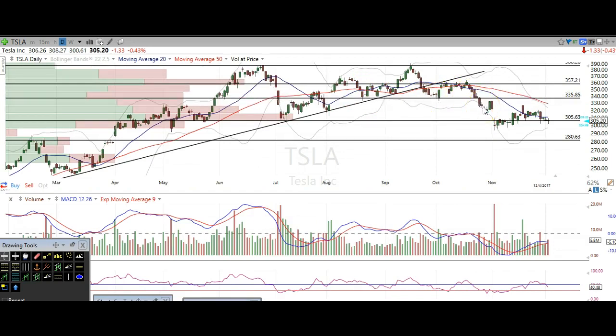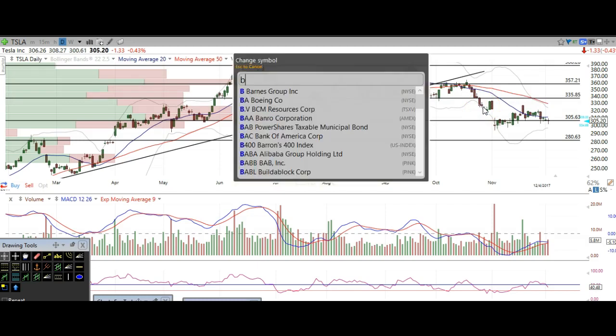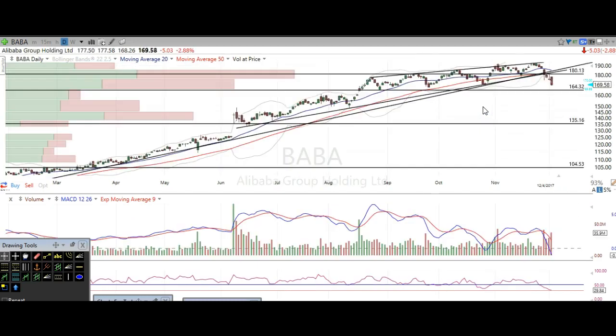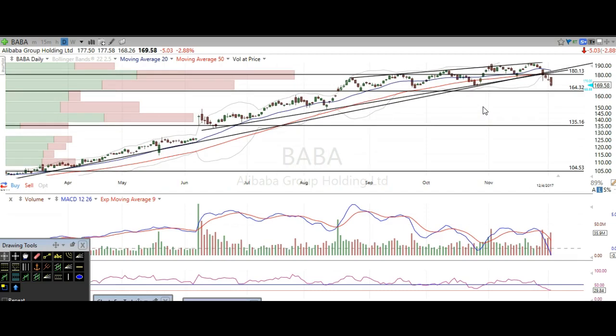The next one we're going to take a look at is Alibaba, and Alibaba here is breaking down like we expected. We posted a chart on StockTwits and Twitter several days ago as it was breaking this trend line right there, and it's headed lower ever since. We did a video on it the other day, and it's headed lower ever since that as well.